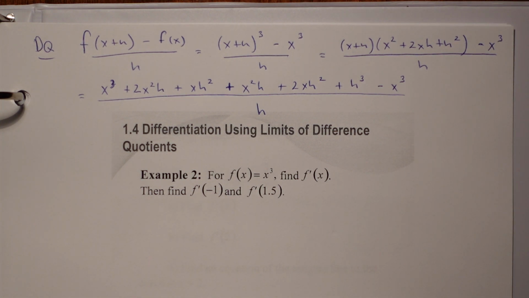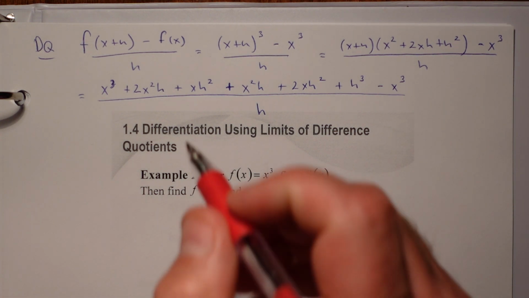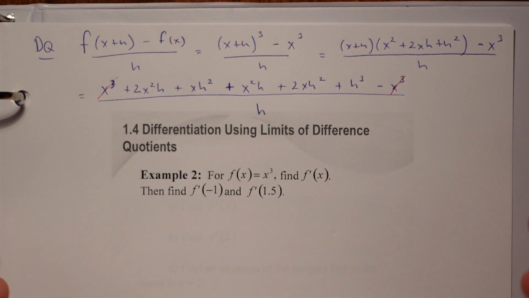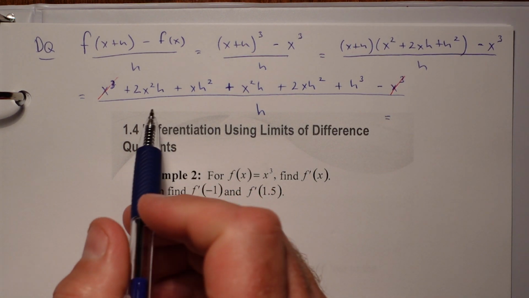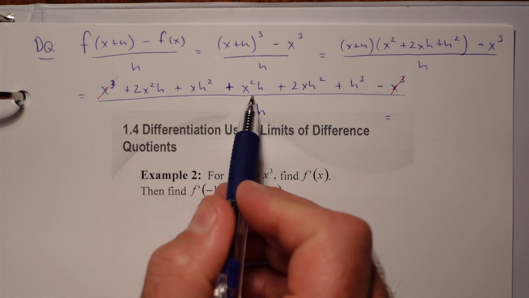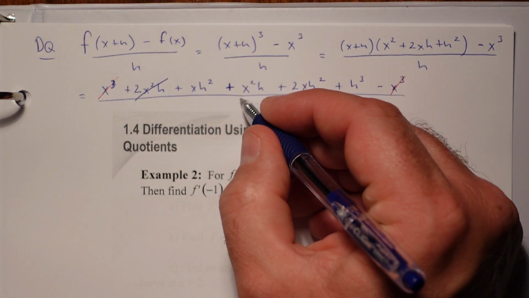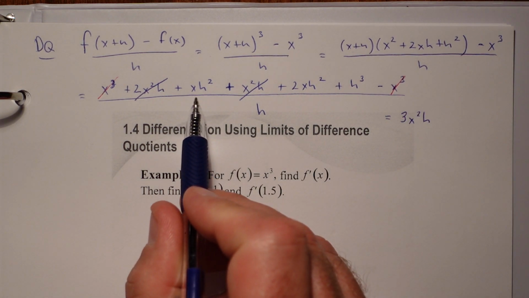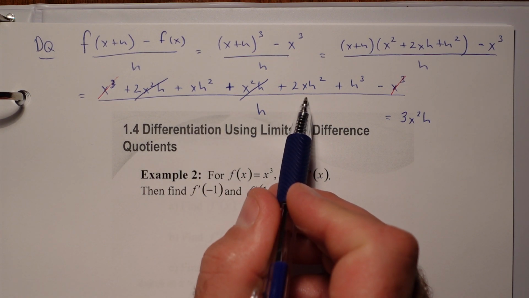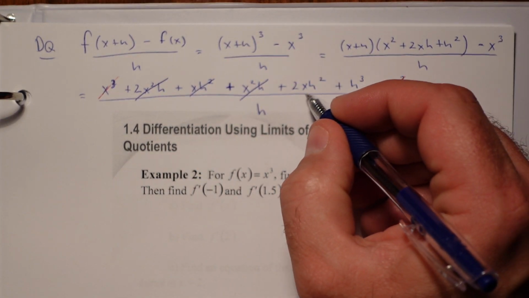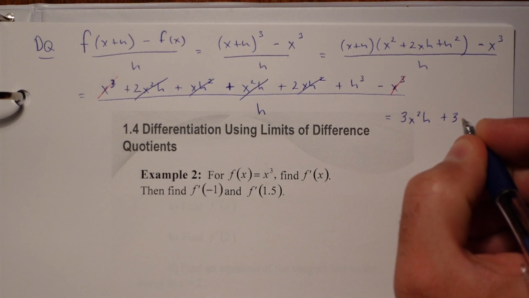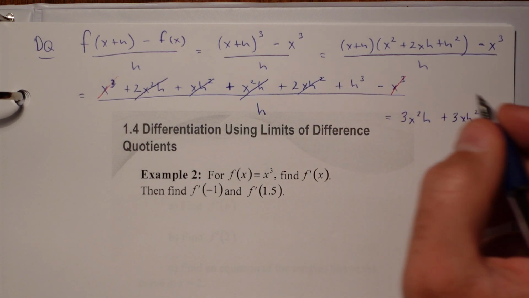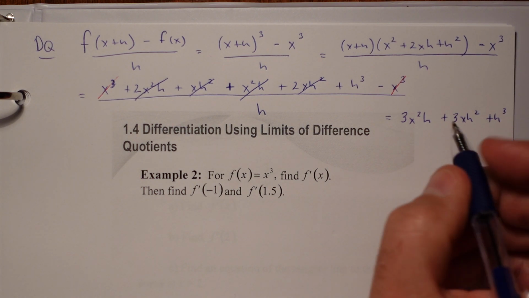And now the fun part, right? Now the canceling. So the x cubed at the front, x cubed at the back, those cancel. I've got a couple of like terms in that numerator that I'm going to go ahead and combine. 2x squared h here, 1x squared h here, that's 3x squared h total. So let me jot that down. I've got a 1xh squared, 2xh squared, that's 3xh squared total. So 3xh squared, and then don't forget that h cubed at the end.